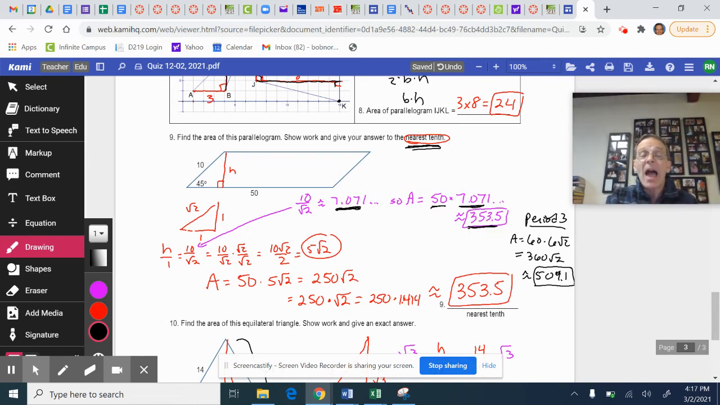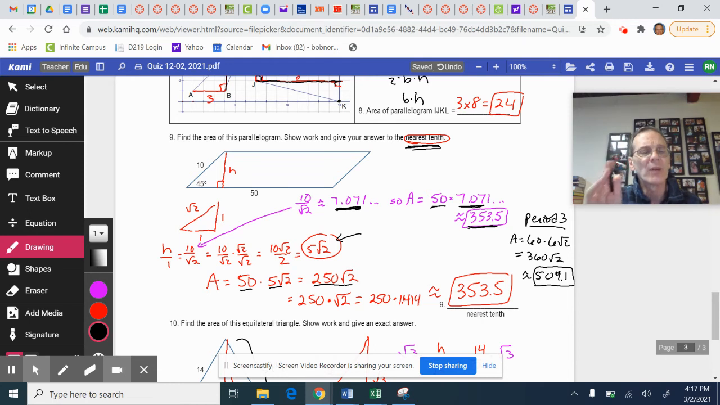You did not have to go through the simplifying of 10 divided by radical 2 to get this exact radical answer. But it's okay if you did, as long as you then multiplied your base times that height and got 250 times the square root of 2 and then turned that into a nearest decimal answer.